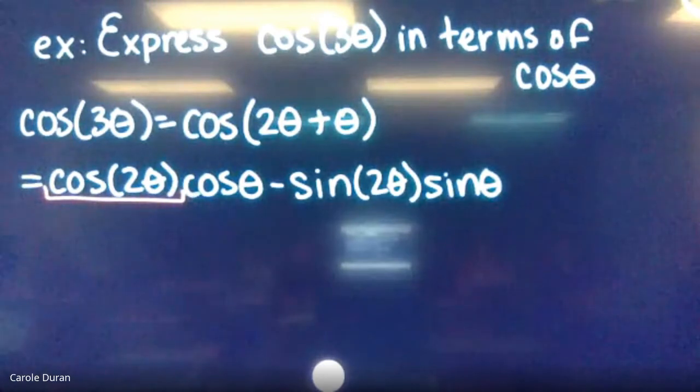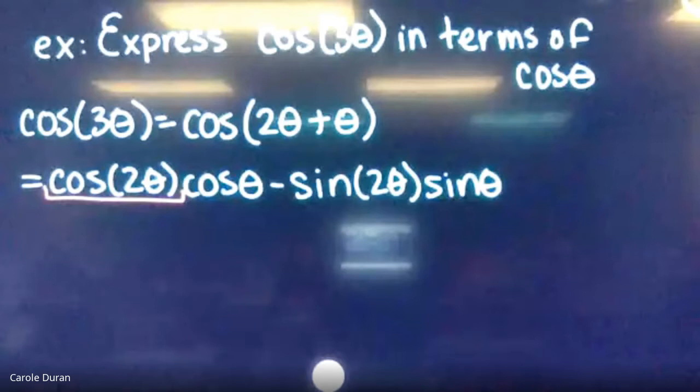I have 3 options, right? I have cosine squared minus sine squared. I have 1 minus 2 sine squared. And I have 2 cosine squared minus 1. Knowing that my end goal is to get this entire equation in terms of cosine, which one of those 3 options do you think I'm going to use?